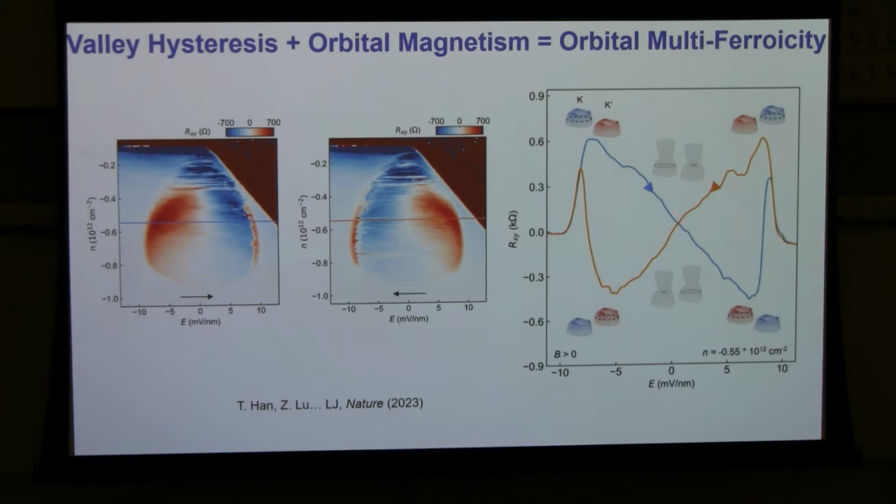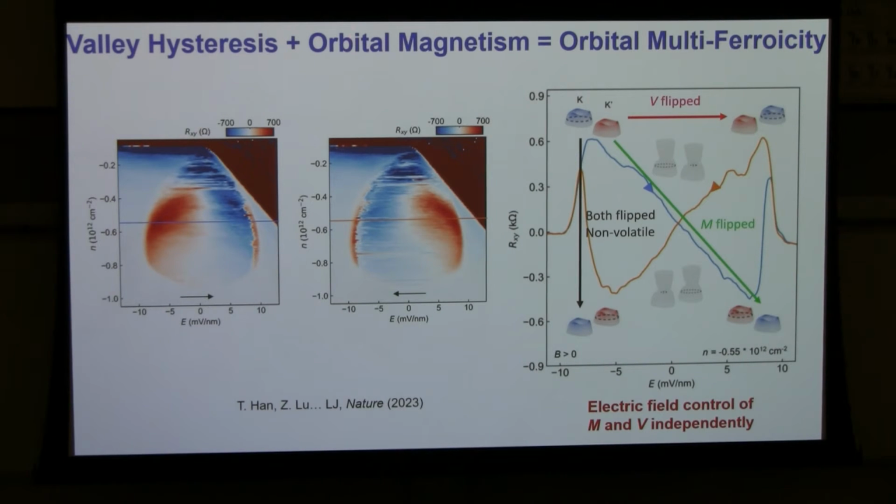When you go from here to here, you're staying in the same valley, although the sign of the Berry curvature and the magnetization of this valley has already reversed due to the band closing and reopening. The system decides to stay in that valley until you get out and jump back onto the other valley and persist through, so you get this kind of valley hysteresis. And the valley hysteresis coexists with the magnetic hysteresis. Both of them are orbital in nature, so I give it a name: orbital multiferroicity.